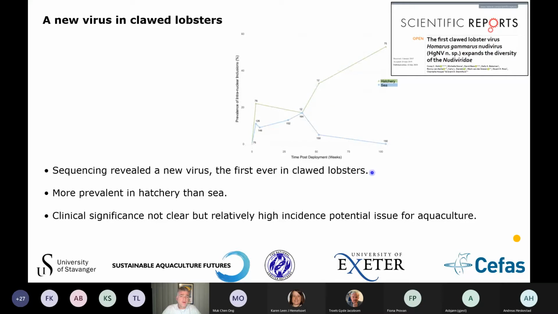Also, I've never seen it in clawed lobsters before. So like the previous parasite, this was a first ever virus found in a lobster. And as I said, we're not sure if there's any clinical significance, but I'll come back to that later. But because they are present in quite high numbers in the hatchery, like in other aquaculture settings, you'd rather not have any parasites or potential parasites in any of your animals.